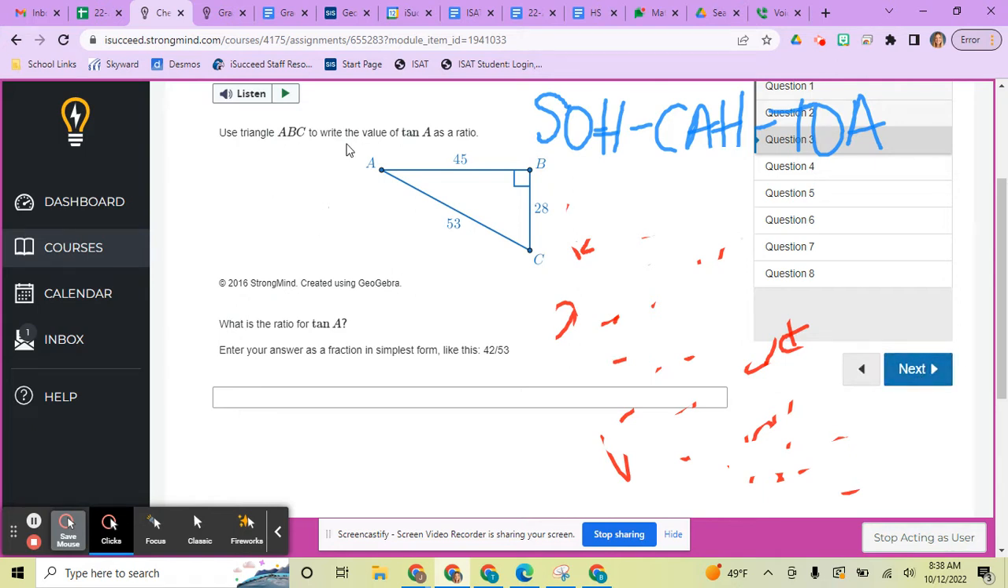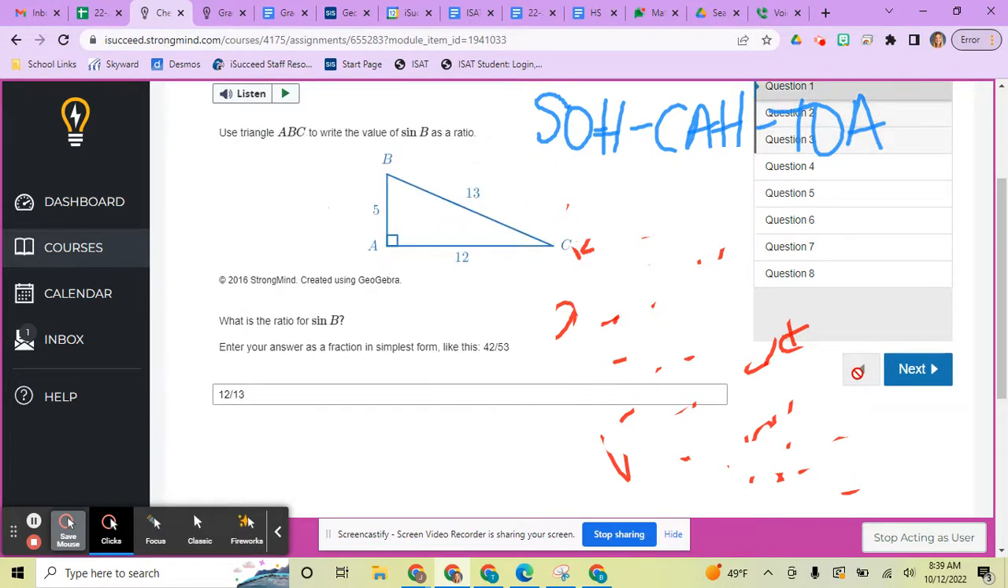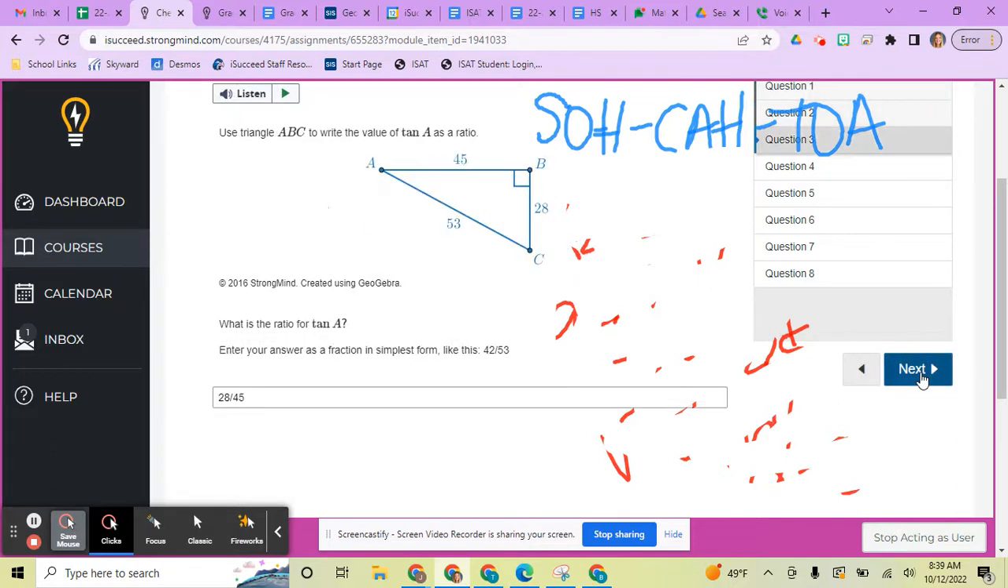Okay, use triangle ABC to write the value of the tangent of A. Okay, so tangent, we look over here at TOA. Tangent is opposite over adjacent. So from A, the opposite is 28, and the adjacent is 45. Adjacent means touching. So 28 over 45. It does say simplest form. I forgot to check if any of these could be reduced. That one can't. Let's go back and check the other ones. 8 over 17, no, and 12 over 13. Okay, so none of those can be reduced.